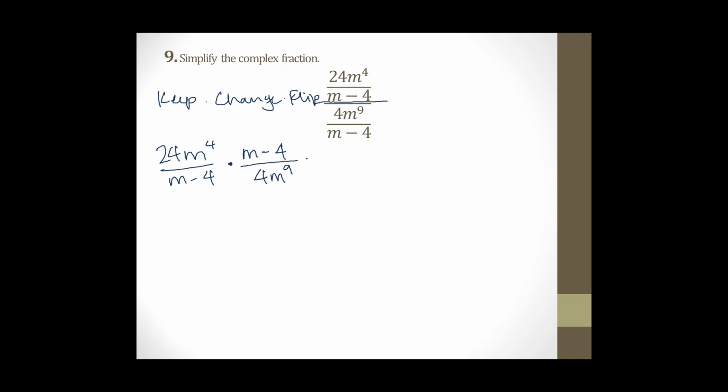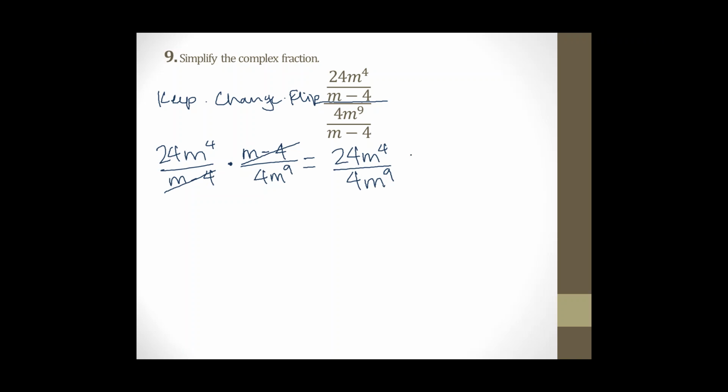All right? And so now at this point, you could try to multiply that all together, or what I would think would probably be the most simple way to go about this would be to look for terms we can cancel out. So one staring at me right now, I have an m minus 4 on the bottom. I have an m minus 4 on the top. So I can go ahead and cancel those out. Okay? And so let's write what we have left. 24m to the 4th divided by 4m to the 9th.